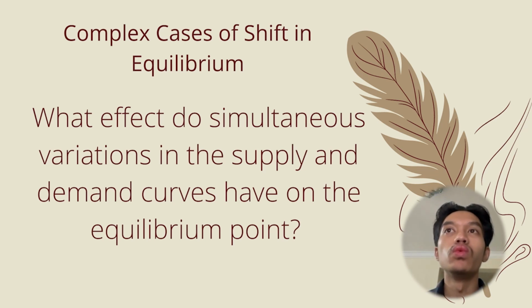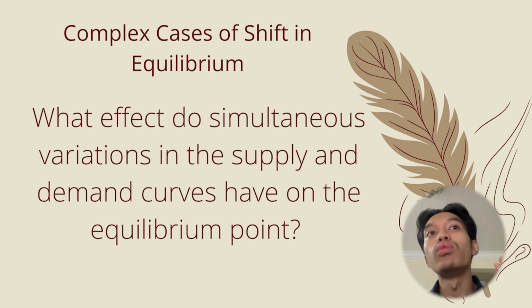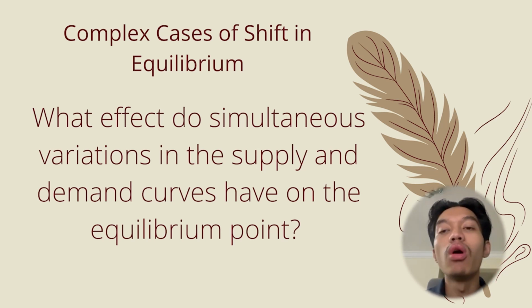So what effect does simultaneous variation in the supply and demand curves have on the equilibrium point? The impact on the equilibrium point is determined by the magnitude of the shift in the demand and supply curves, which is, the equilibrium price decreases and output rises when the supply curve shifts more than the demand curve.